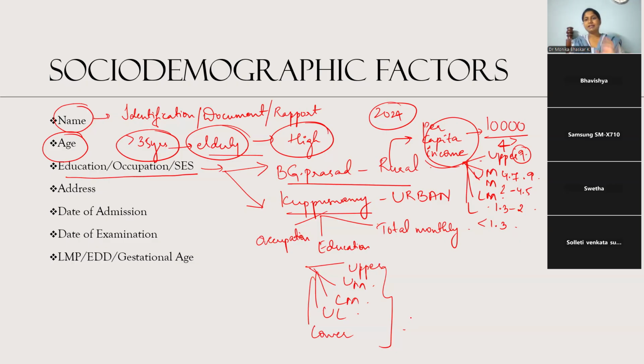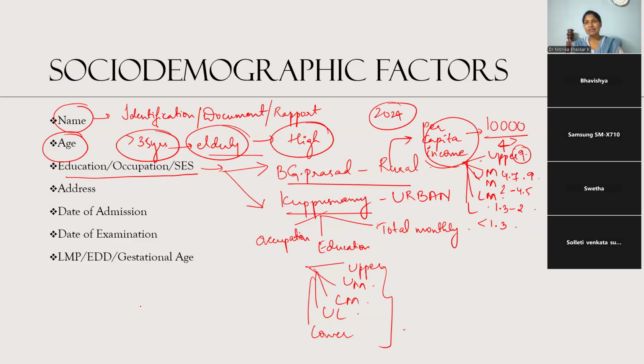It is not per capita income, it is the total monthly income of the family. So it is divided into upper, upper middle, lower middle, upper lower, and lower class. So this is very important, and we have to know about socioeconomic status. The importance I've already discussed.